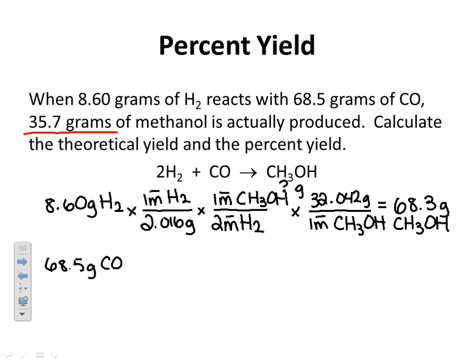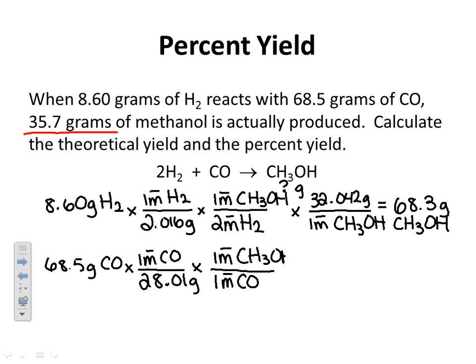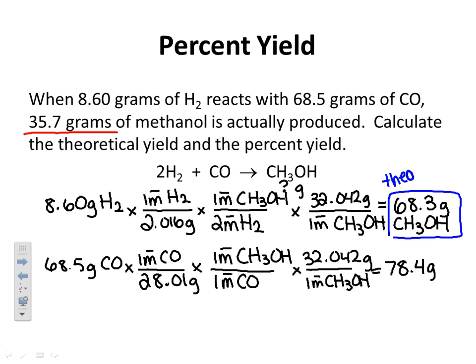Or 68.5 grams of carbon monoxide. Again, we're going to convert to grams of methanol. So 1 mole of carbon monoxide weighs 28.01 grams. And our balanced equation tells us this is a 1-to-1 mole ratio. So 1 mole of carbon monoxide yields 1 mole of methanol, and 1 mole of methanol weighs 32.042 grams. So for this, I got 78.4 grams. So that's bigger, right? So this is our theoretical yield. Our 68.3.